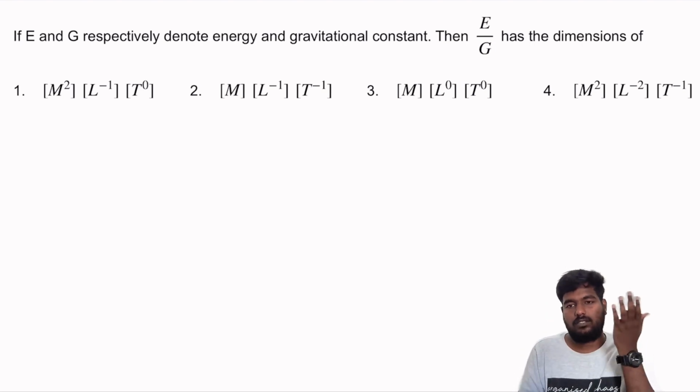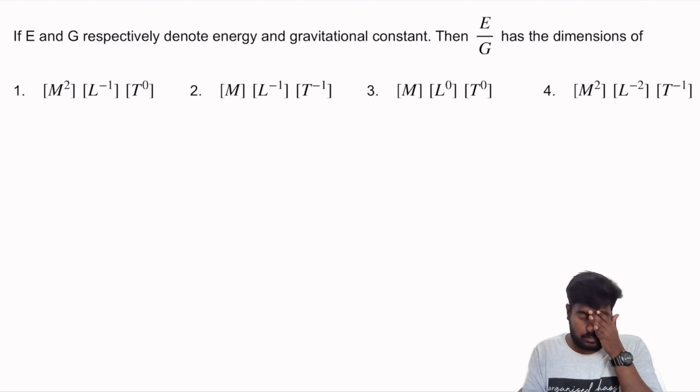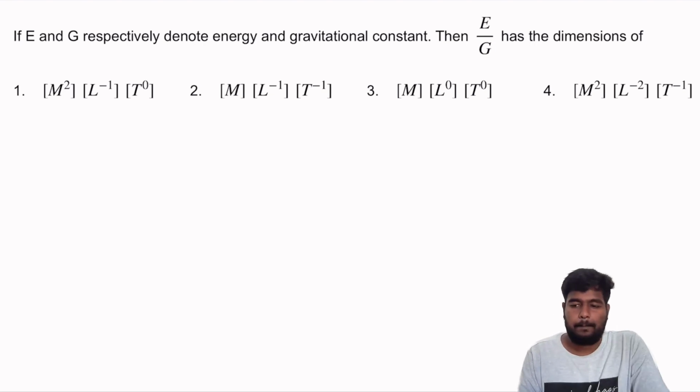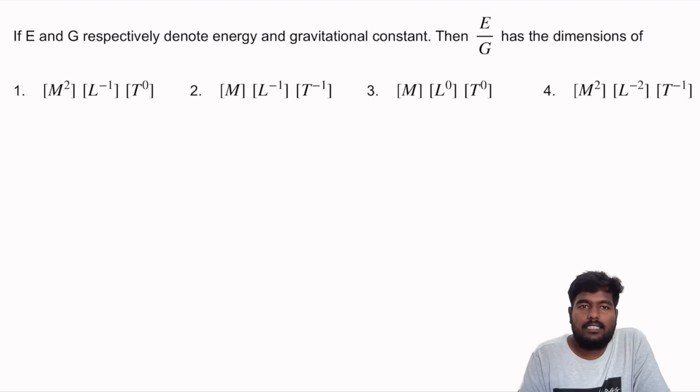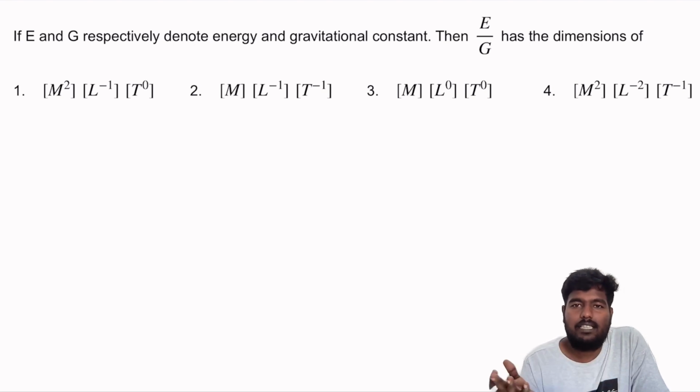So this is also one way that you can ask a question in dimensional analysis. Two or three dimensions are given, and they ask you the combination of these dimensions. E and G denote energy and gravitational constant. Then what is E by G?